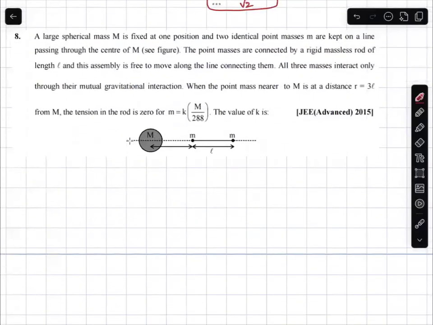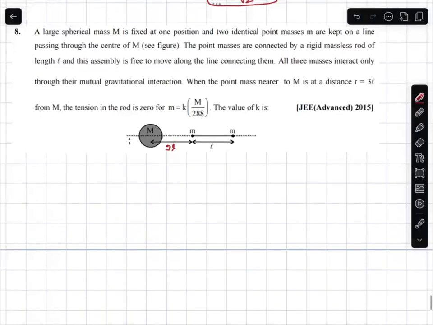Right. Do this. Already done. I'll make it fast then. A very simple question, this one. This is how much distance? 3L. Hold on. 3L.